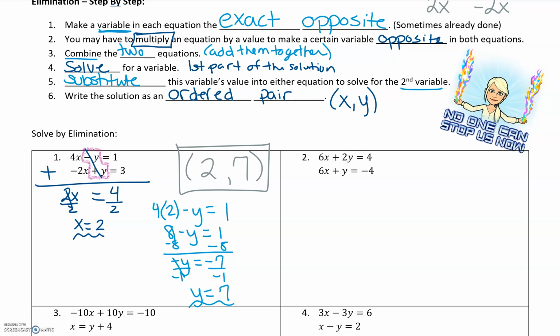Okay, so now let's look at example 2. First notice that they are both in the same order: the x variable, the y variable, then the equal sign, and then our constant, so our piece with no variable. Now I want to look and see, are the x's already exact opposites, are the y's already exact opposites? If we look at the x's, we see that they're the exact same. So that's pretty close to being opposite, except I need one of them to be negative.